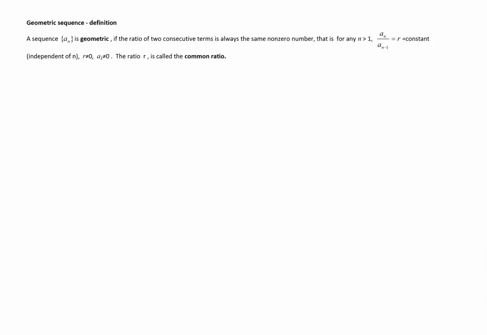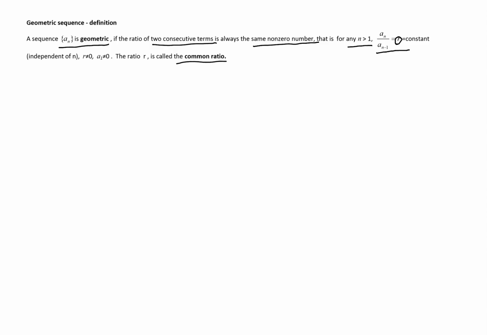A sequence A sub n is geometric if the ratio of any two consecutive terms of this sequence is always the same and is equal to a non-zero number. That is, for any value of n, the ratio A sub n over A sub n minus 1 is a constant. That constant is denoted by the letter R, and it's called the common ratio for the sequence.